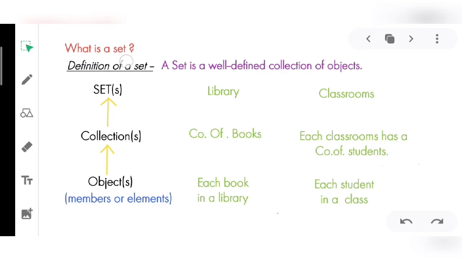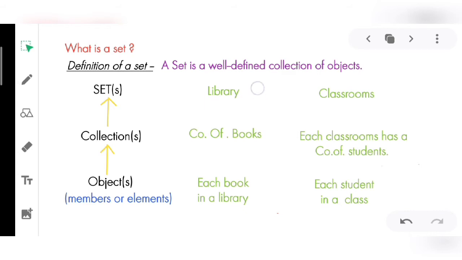Now, first of all, we have to know what is a set. This is the definition of the set. A set is a well-defined collection of objects. In this tree diagram or sketch, you can easily understand the concept of sets. The set is a major part, and in this set we have the collections of particles or elements, anything it may be, and in that collection there are members and elements which are called objects.